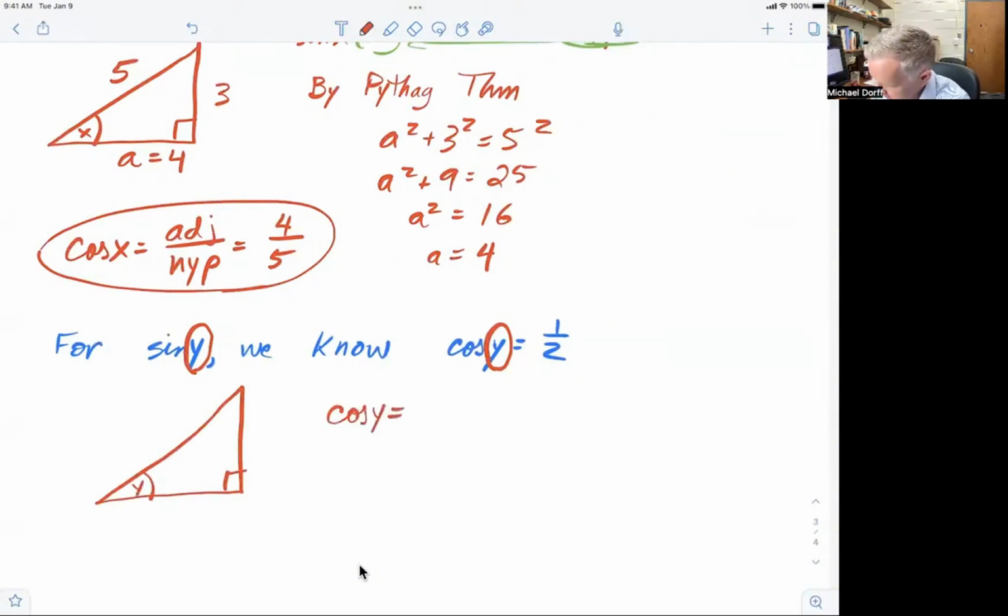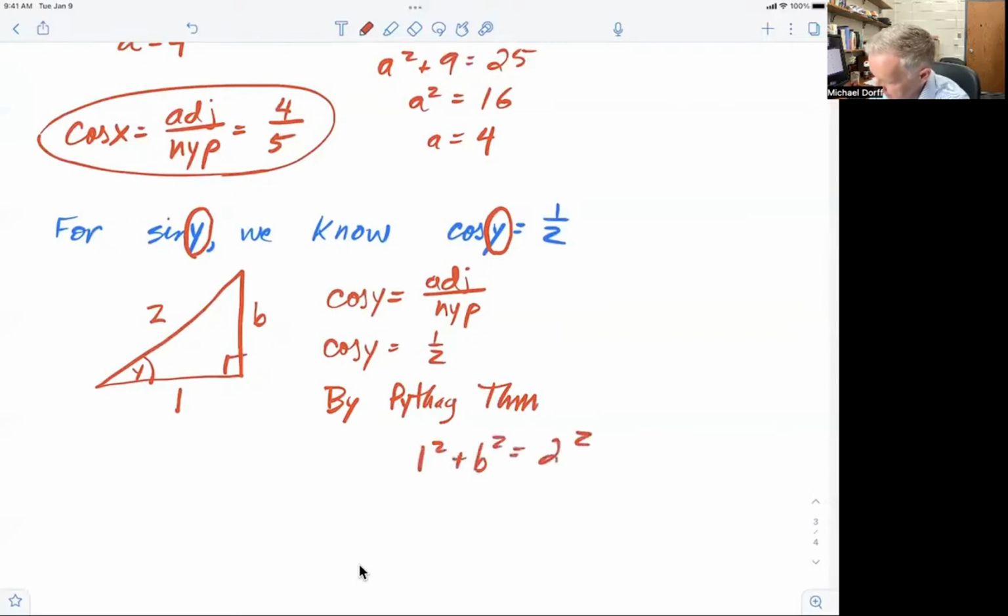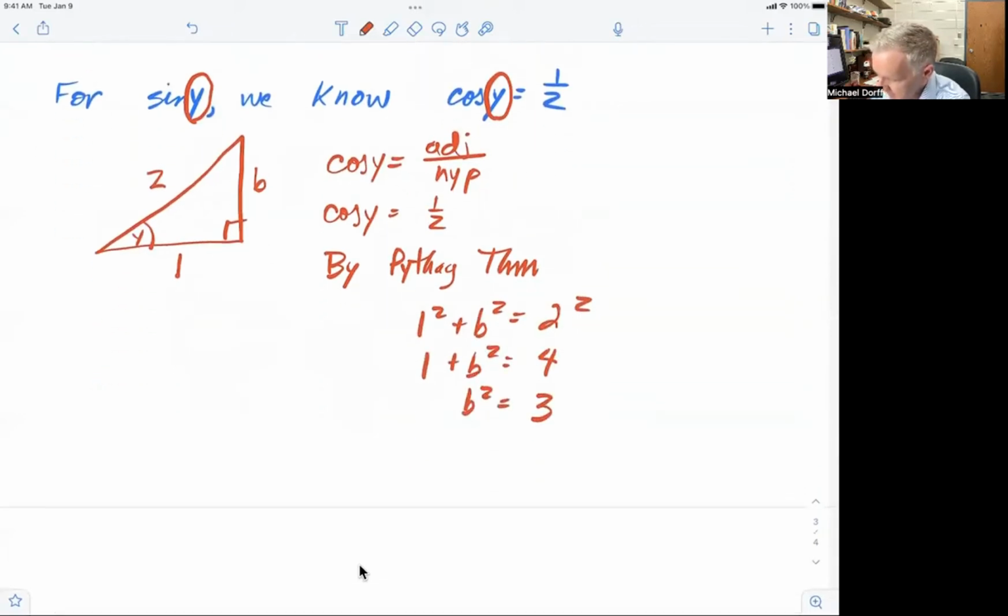And I know cosine is adjacent over hypotenuse, and I know the cosine of y is 1/2. So I'm going to say the adjacent side is 1, the hypotenuse is 2, and I'm going to put a b for the opposite side. And so by Pythagorean theorem, we have here that 1 squared plus b squared equals 2 squared. So I get 1 plus b squared equals 4, b squared equals 3. And in this case, when I take the square root, I'm just going to get b as the square root of 3. There's no way to simplify it from there.